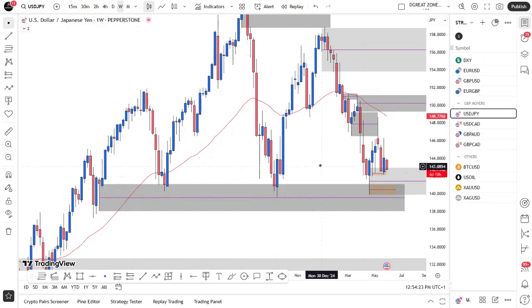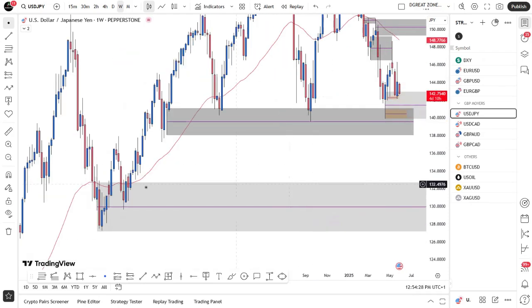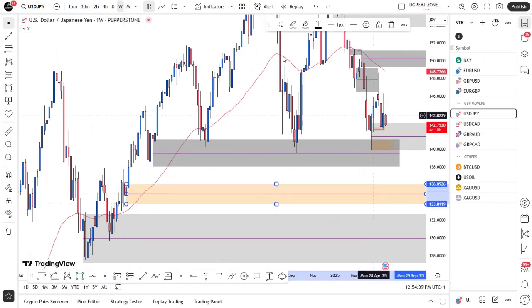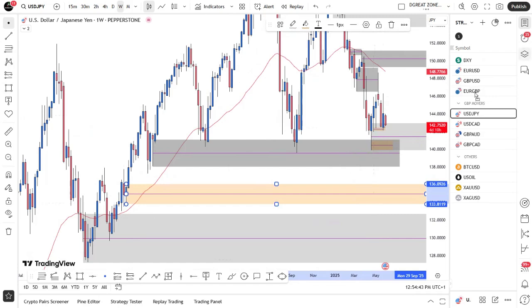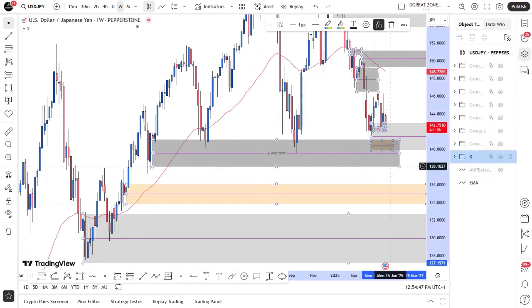But we don't really know what will happen. Depending on how the data comes out, price might actually push to this key level on the weekly time frame. Not forgetting that we also have this key level also as well. We also have that key level right there. Okay, good. So let's see what happens as price has come back to this key level.